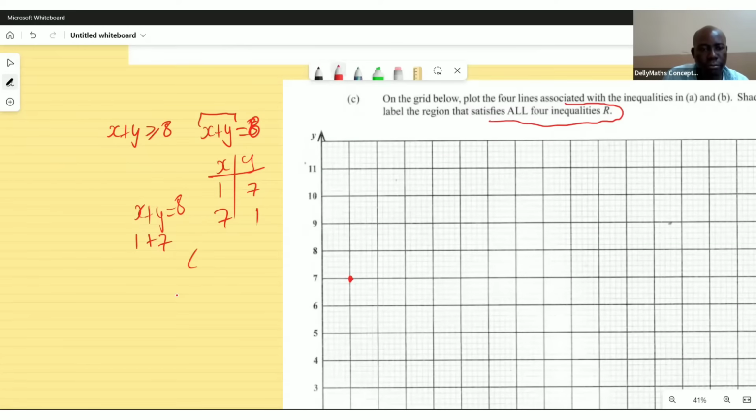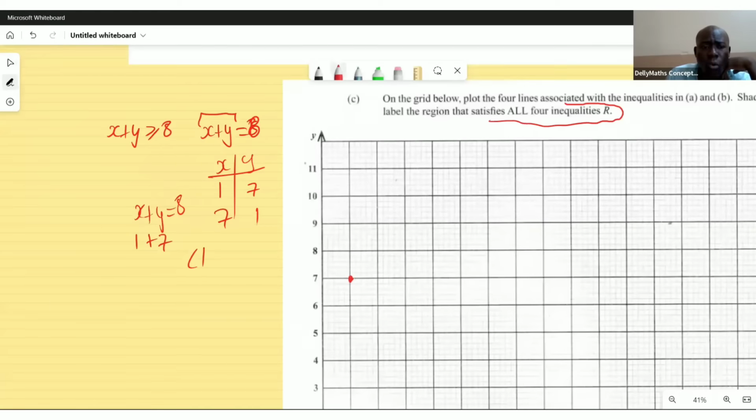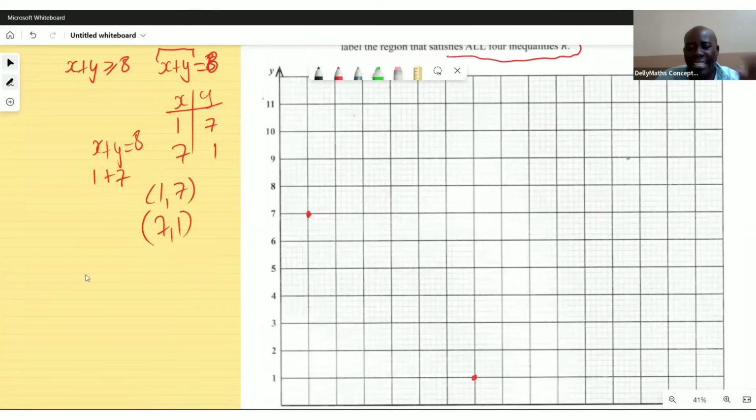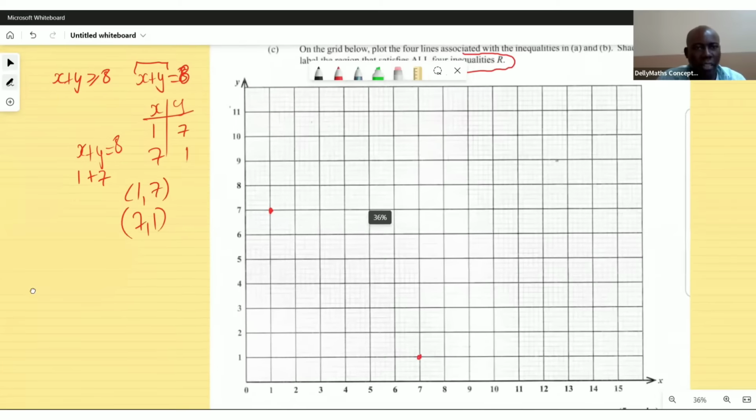So the coordinates are 1, 7 and 7, 1. We have 0, 8 and 8, 0. Any x and y value that adds to give 8 is on that line.